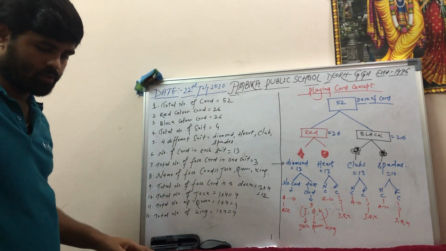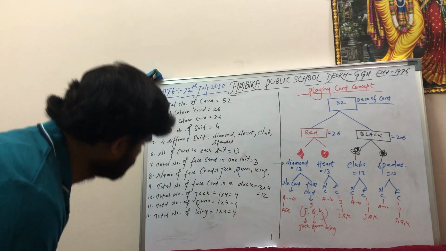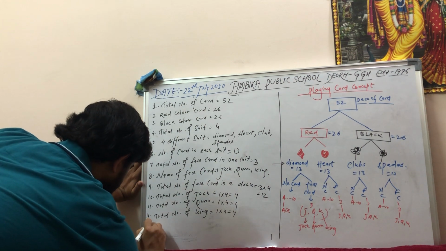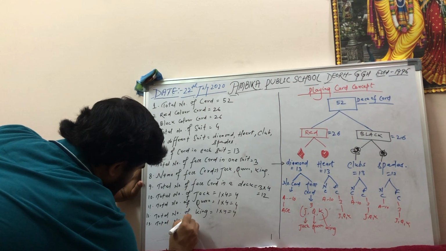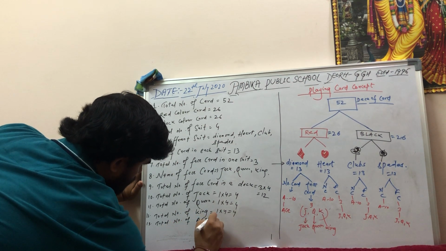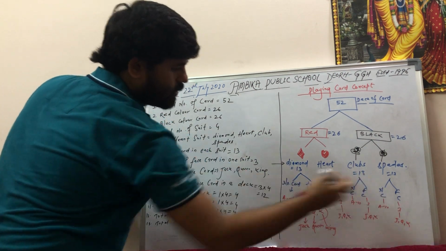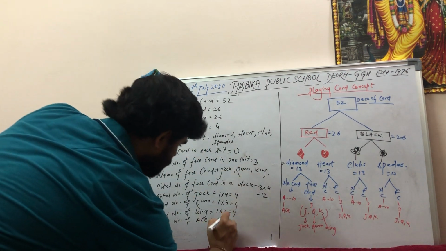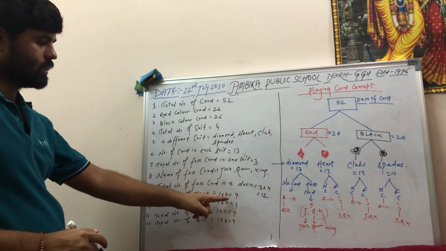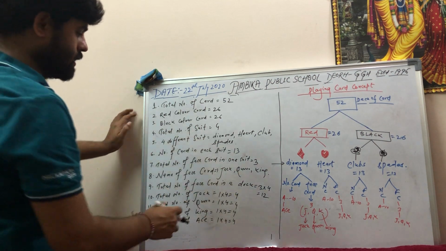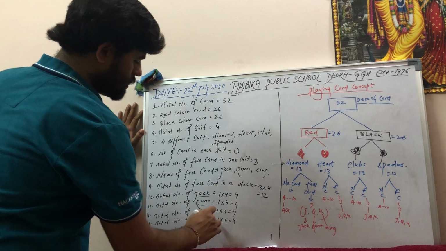Okay, so now total number of ace. 13th point: total number of ace equals 1 into 4. Ace is here also, ace is here also, in all the 4 suites one ace is there, so 1 into 4 equals 4. Total number of jack equals 4 in a deck. So when I am saying total number of jack, that means I am asking about a deck.